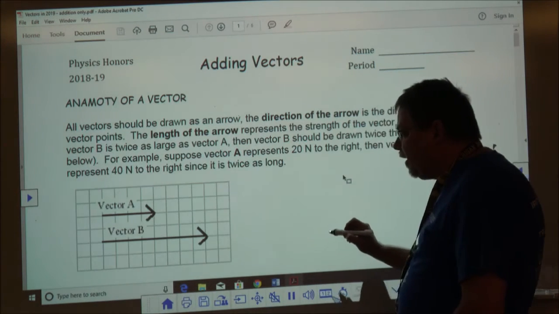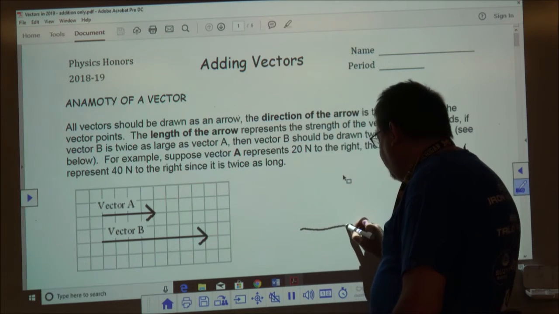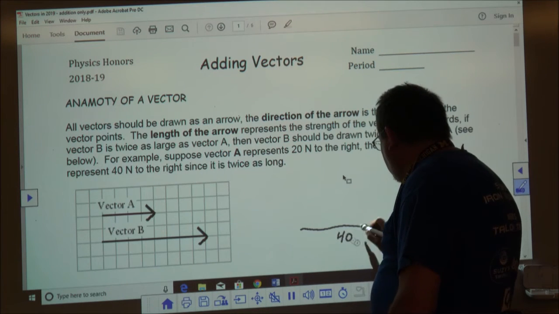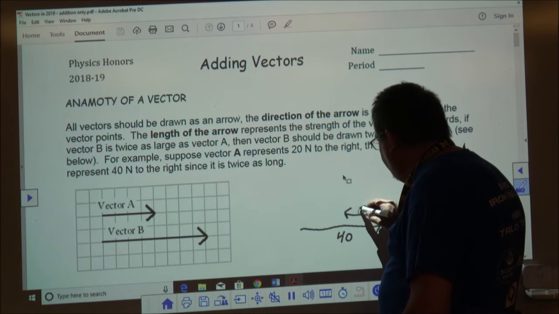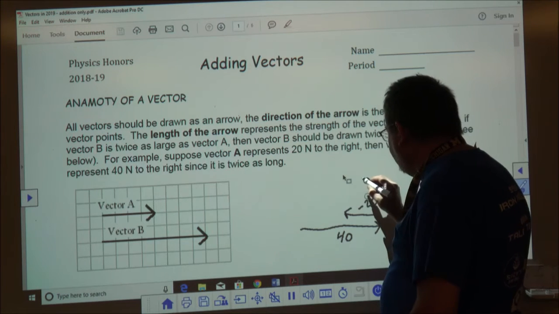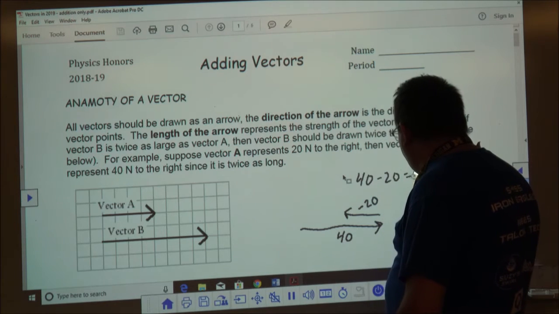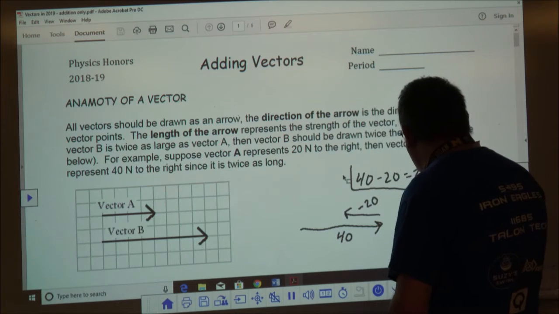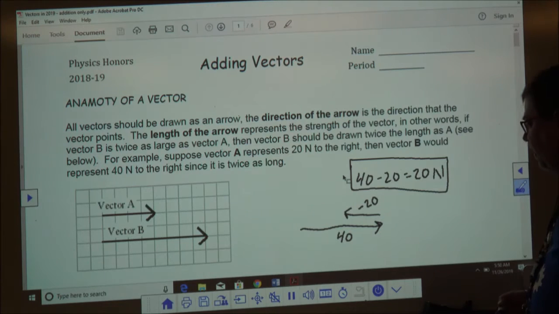Now if we were to subtract these vectors, again, it's just like regular arithmetic. If we were subtracting A from B, we would draw B this way, which would be 40, and then we would draw the other vector this way, which would be minus 20. So our sum, or our resultant, would be 40 minus 20, which equals 20 newtons. So there's how we subtract vectors, just like we do regular addition and subtraction.